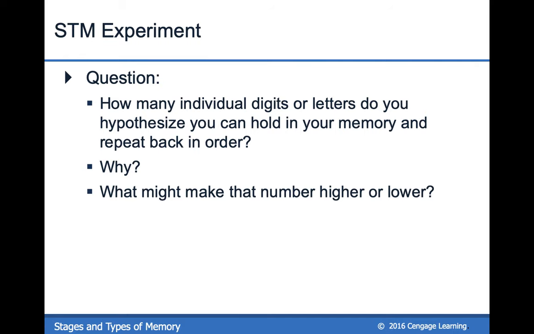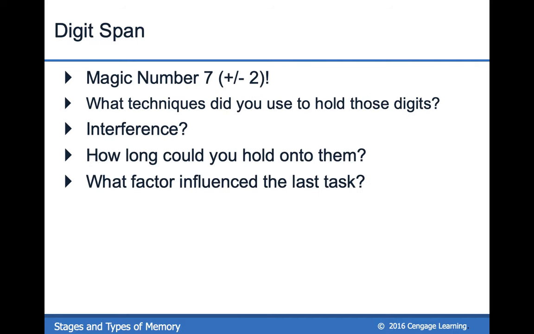All right, so when it comes to our short-term memory system, one of the major ways that it's measured is through the digit span. So essentially that's what we just did: how many letters or numbers can you remember in order without mistake. And for most people that ends up being around 7 plus or minus 2. So anywhere from 5 to 9, with 7 being the average, we consider the magic number of digit span.